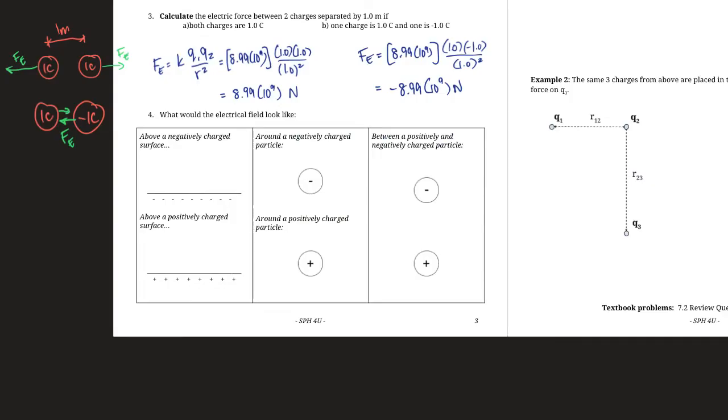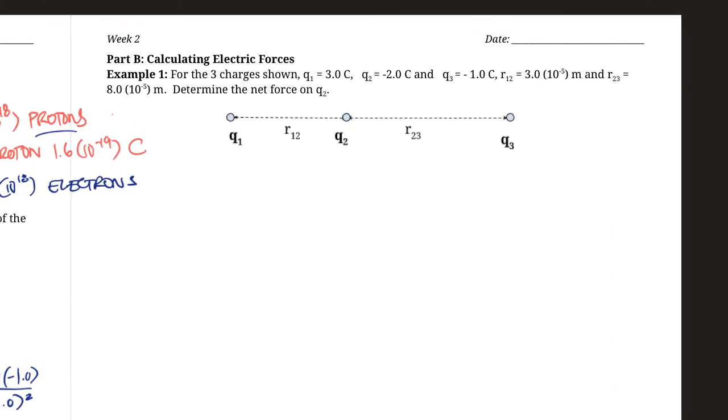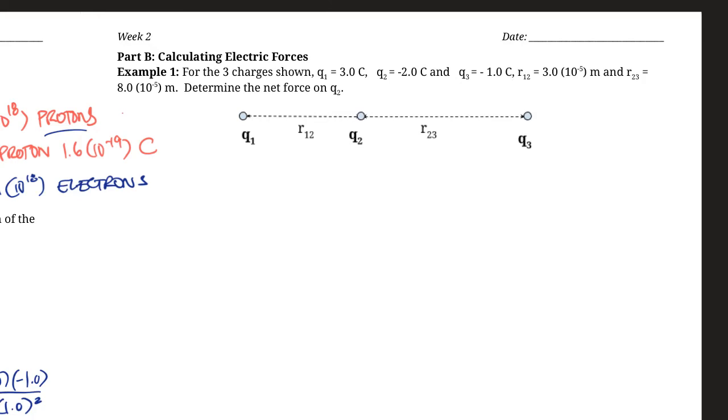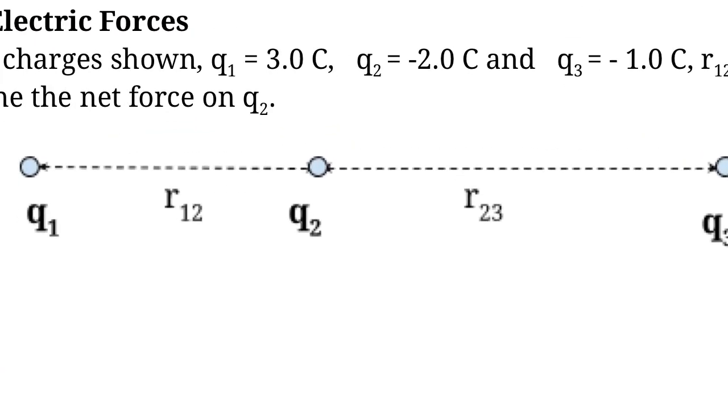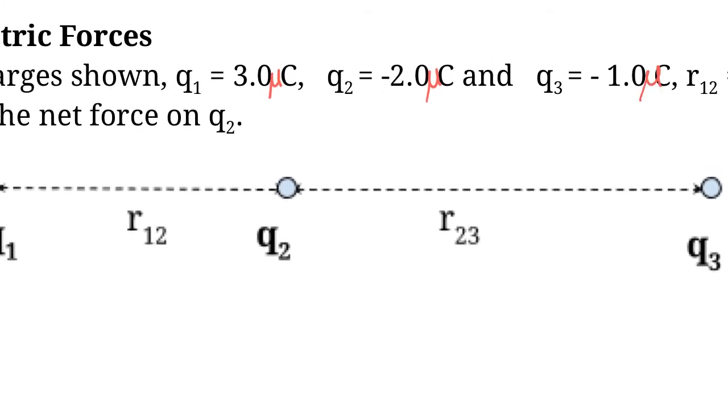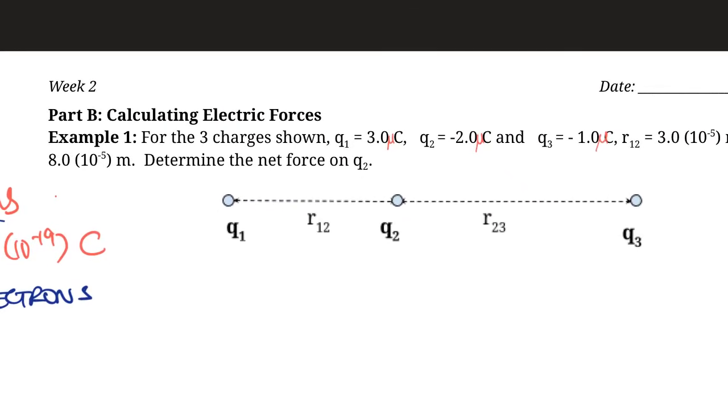I will discuss the electrical field in another video. So let's move on to these questions. I'm actually going to make the units for all of these questions microcoulombs. So I'm going to put a little mu symbol here to stand for micro. And just so you know, 1 microcoulomb is equal to 1 times 10 to the negative 6 coulombs.